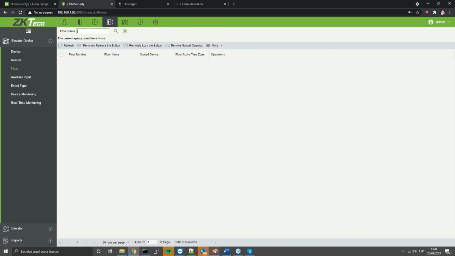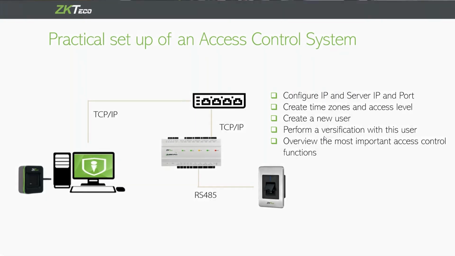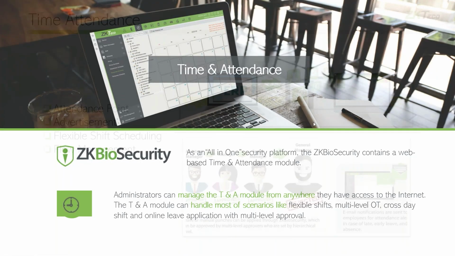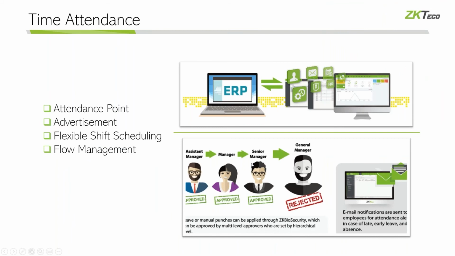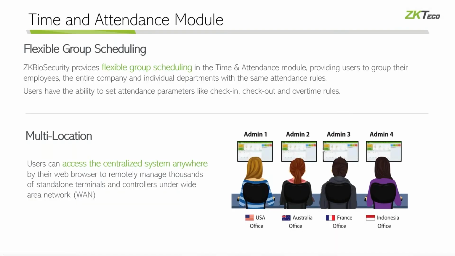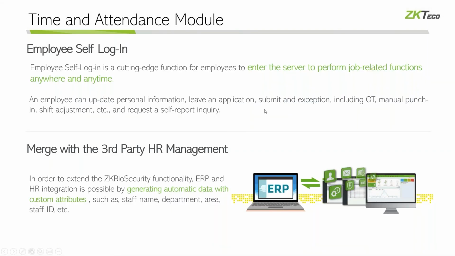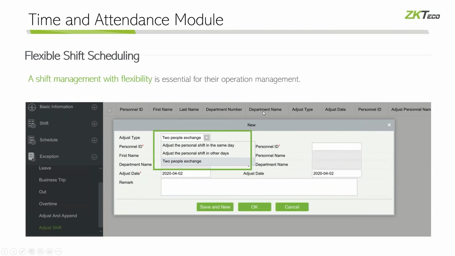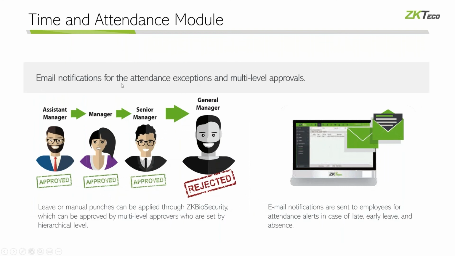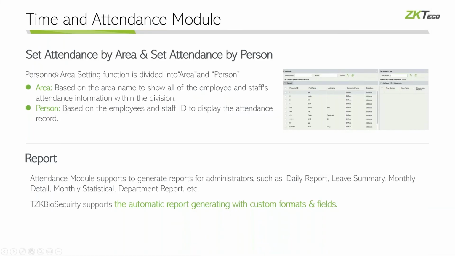settings, well, I lost track of the presentation. But well, time and attendance module. Here I have everything. I have the possibility also to register workflow management for petitions, types of scheduling that I have. You see, it's the same that I have spoken already. Flexible shift scheduling, which I didn't explain. Can select changes between people's shifts. Okay, multi-level approvals. Okay, set attendance by area or by person.